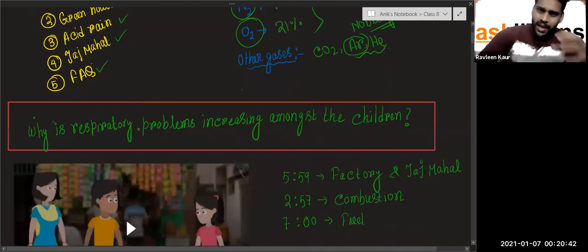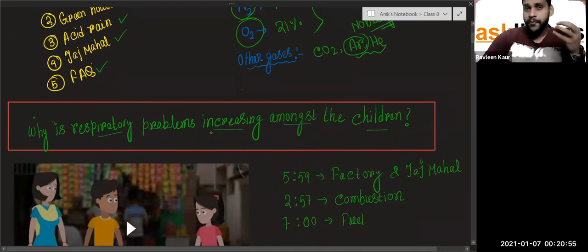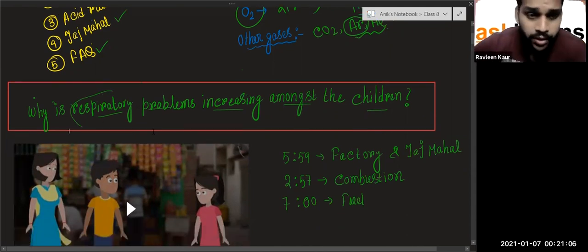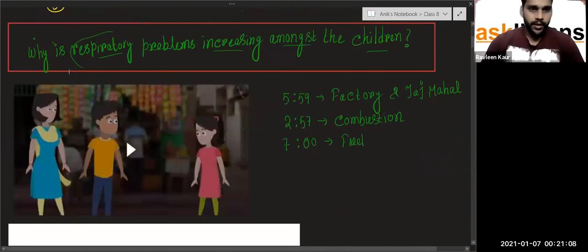Let's start this chapter with some good questions. Why are respiratory problems increasing amongst children, right? Children have fresh lungs, so why are they facing this type of respiratory problem? Now, to answer this question, first I would like to show you a video over here. Please watch this video. This video is very interesting. Please watch it carefully.